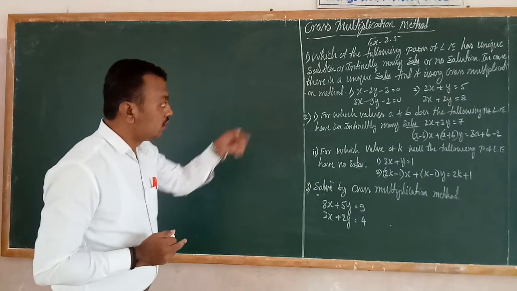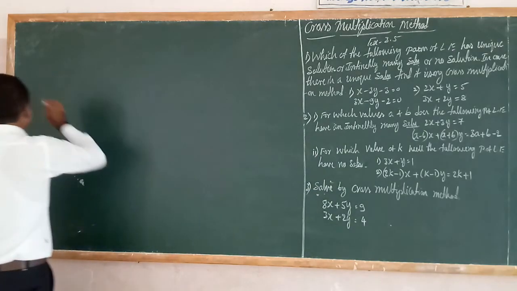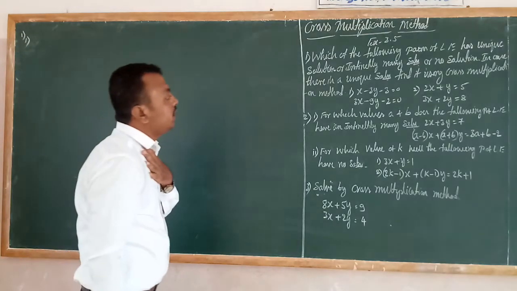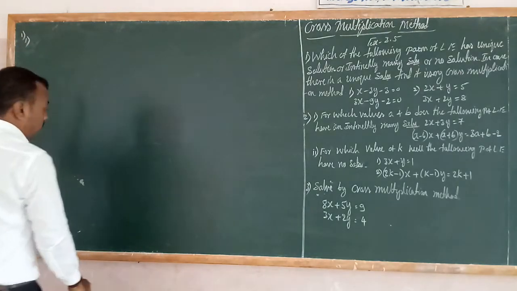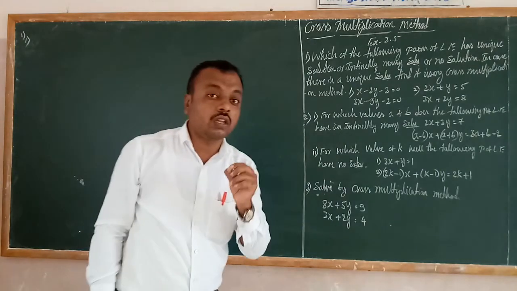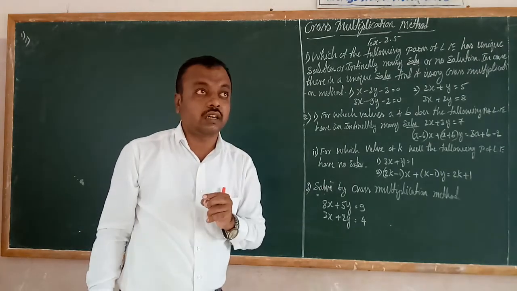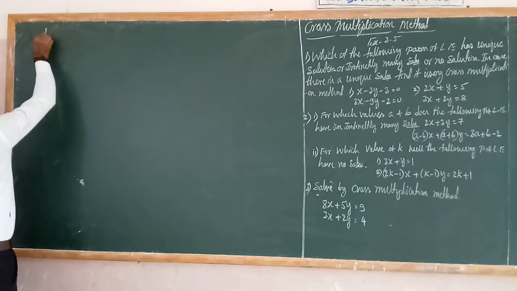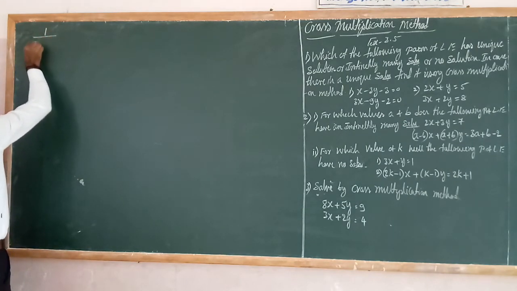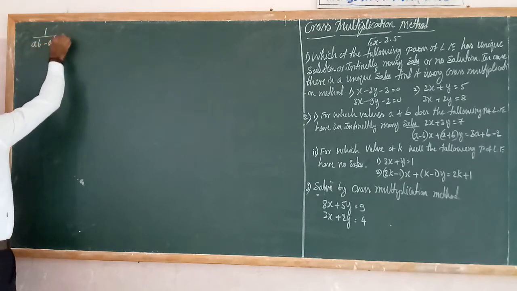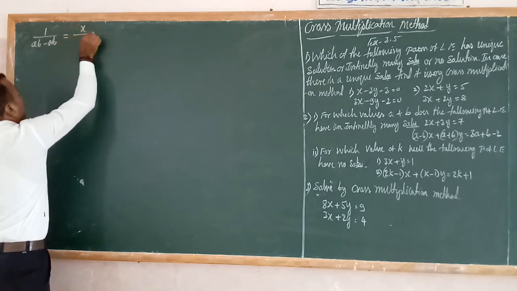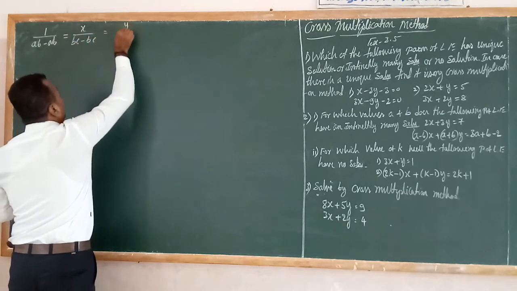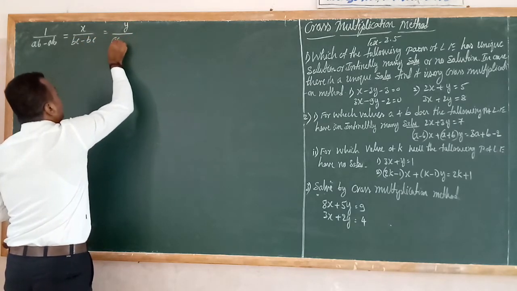Let us check it. First, I will go to question number 1. What is that? x minus 3y. Before going to that, what is the cross multiplication method? We have to understand that first. One of the formulas is: 1 upon (a1b2 minus a2b1) is equal to x upon (b1c2 minus b2c1), is equal to y upon (c1a2 minus c2a1).